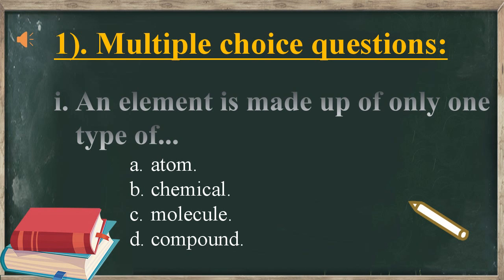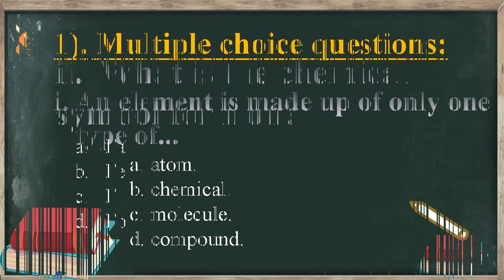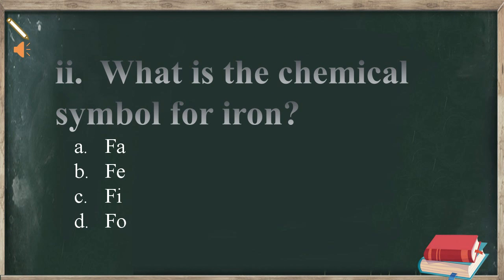Multiple choice questions. 1. An element is made up of only one type of: A. Atom, B. Chemical, C. Molecule, D. Compound. MCQ number 2. What is the chemical symbol for iron? A. F, B. Fe, C. Fi, D. Fo.